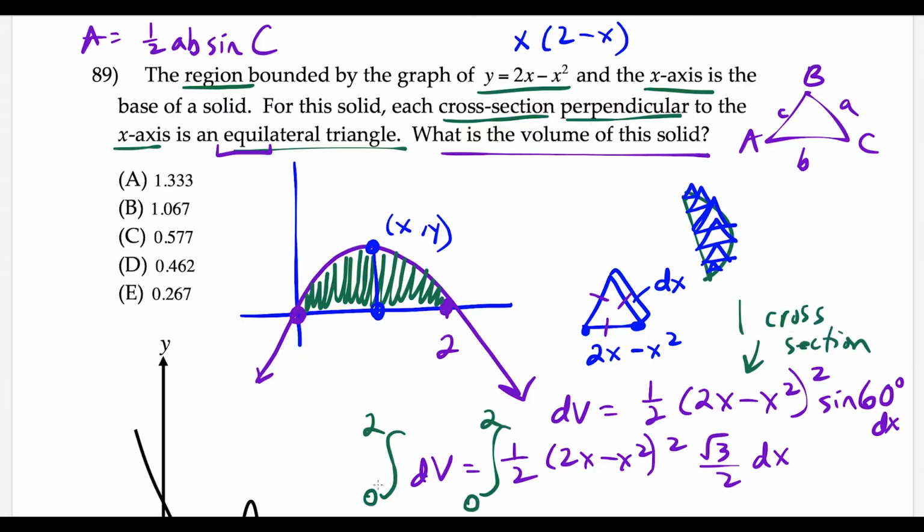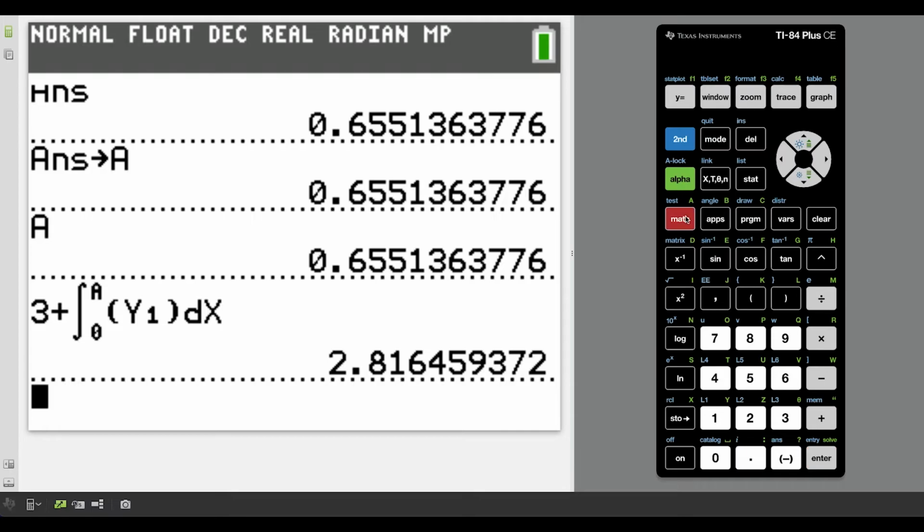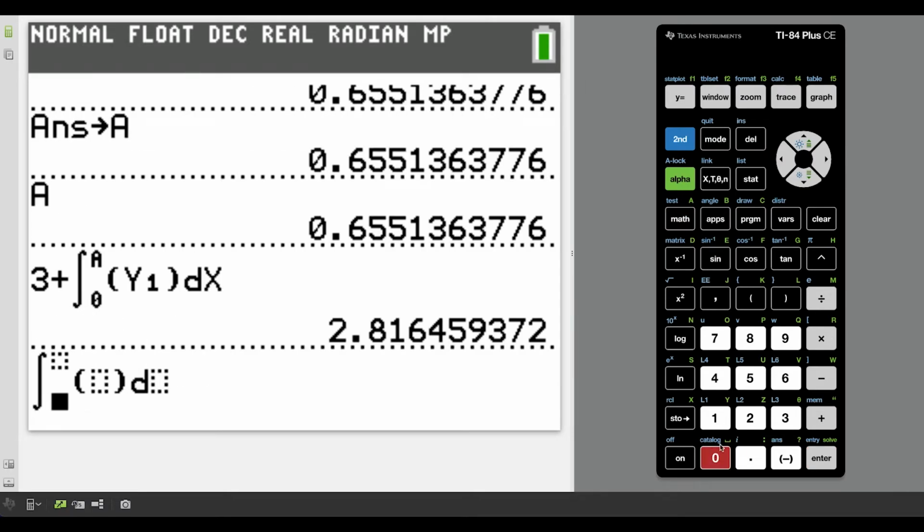So we're doing the integral from 0 to 2 to add up the volume of all those individual cross-sections. So we could just go ahead and punch this in. We have math 9, and we're going from 0 to 2. And for this, just be careful with parentheses.